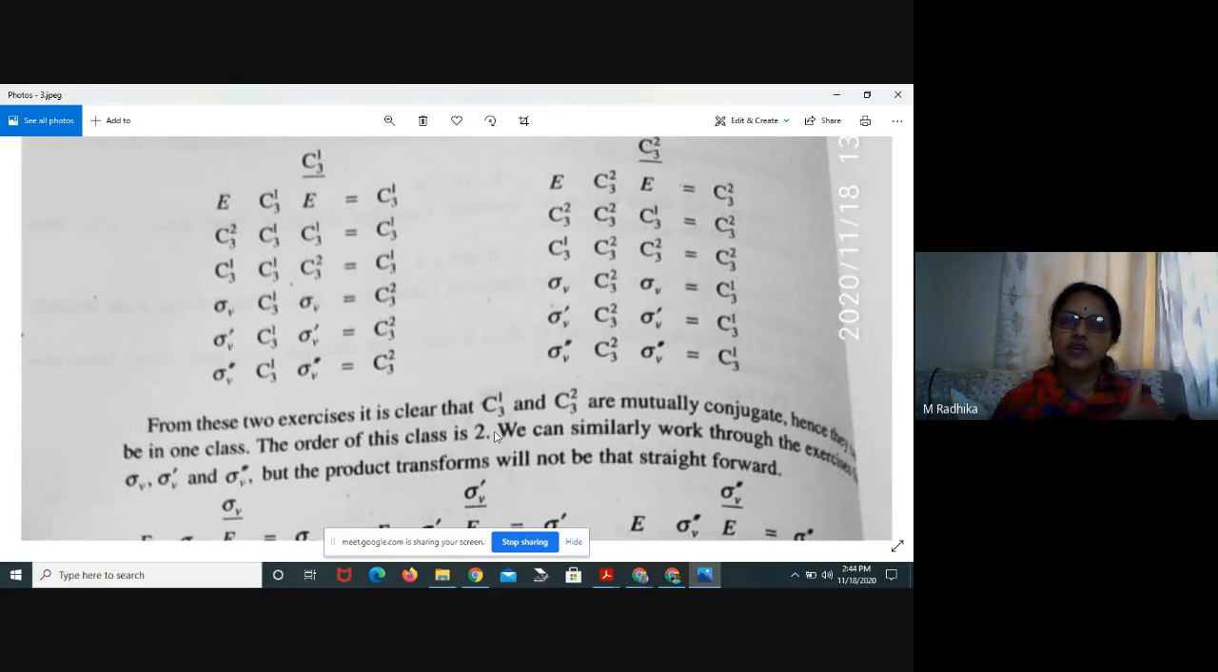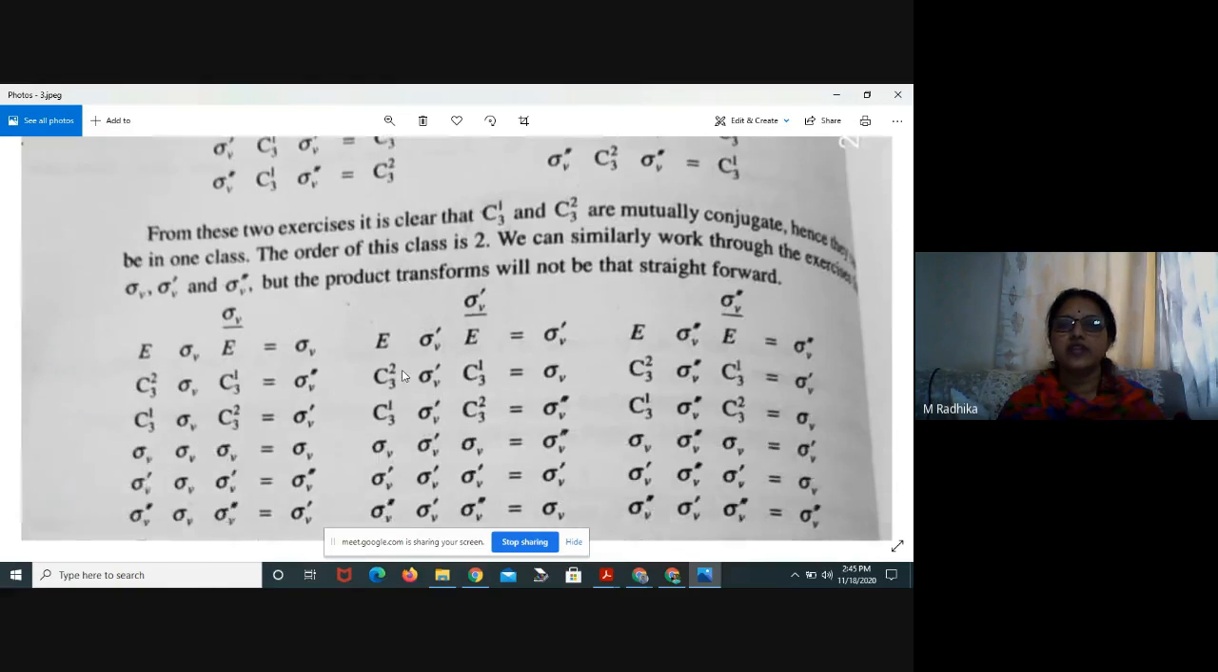So the first one was the class of order 1, but that was a trivial class where only identity came. Second one, we got two symmetry elements, C31 and C32, in both the things. So these are mutually conjugate. Whichever way you do the transformation, you are getting only either C31 or C32. So the order of this class will be 2. This is the second class.